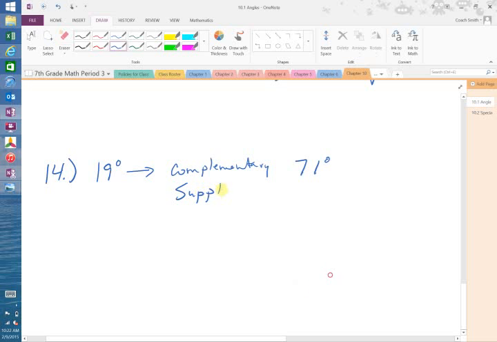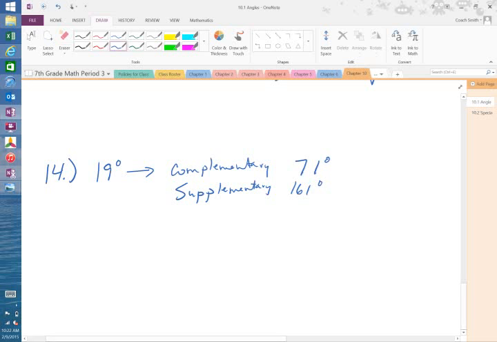For it to be a supplementary angle, what would it be? This is where a lot of times you'll just add 100 to it for some reason and say 171, but it's obviously not 171. 161, yeah. 161 degrees.